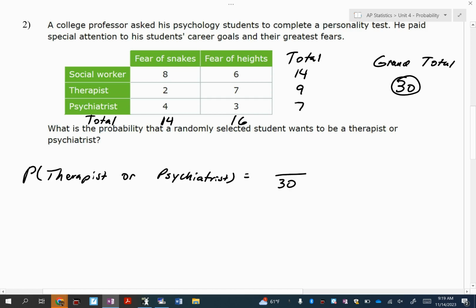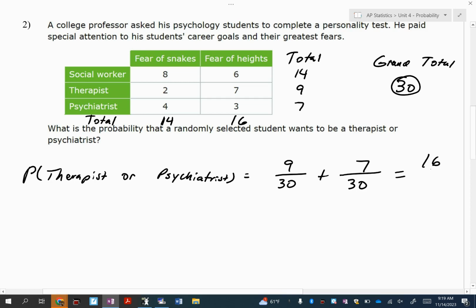Okay, so how many of the students said they want to be a therapist? 9, right? Therapist, 9. Plus, how many said they wanted to be a psychiatrist? 7. Now, the reason I put this problem on here is I took a moment. It does say or. Do I need to subtract out any that want to be both? Does it give you any way that you could find out those that said they wanted both? No. Based on this table, it looks like they had to choose one or the other, so they're disjoint. Because they're disjoint, I can leave this and be done.